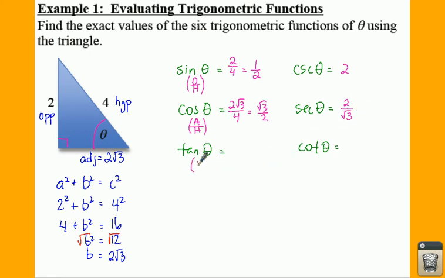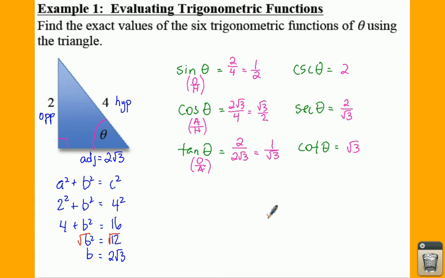Finally, your tangent, that's your opposite over your adjacent. And you're going to plug in your opposite side, which is a 2, over your adjacent, which is a radical 3. Or if you simplify that, 1 over radical 3, which gives you your cotangent, which would just be a radical 3.